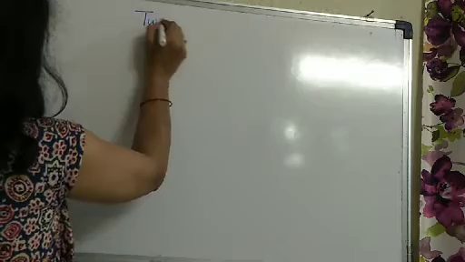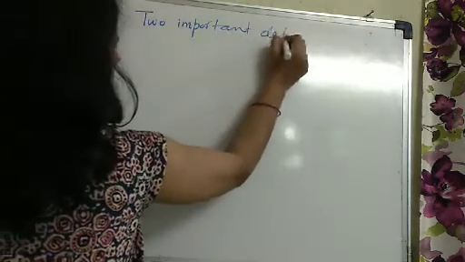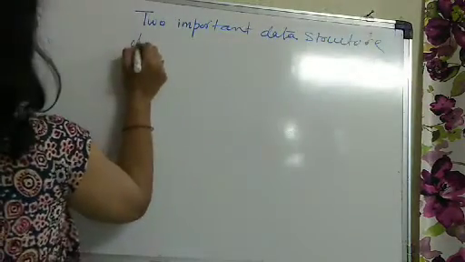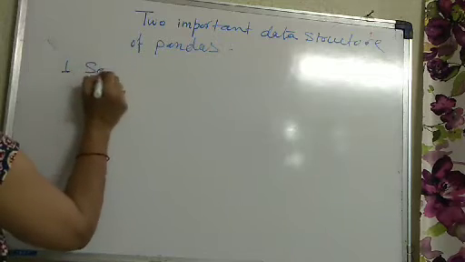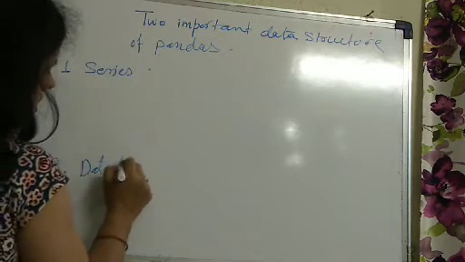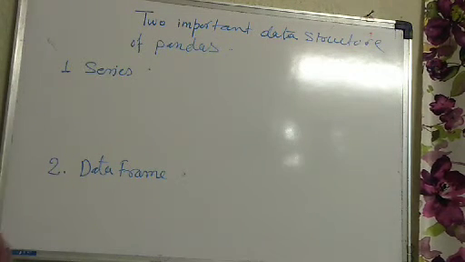Pandas supports what data structures? Okay, two important data structures of pandas. The first one is the series and the second one is the data frame. Okay, so series is like a one-dimensional array-like structure with homogeneous data.